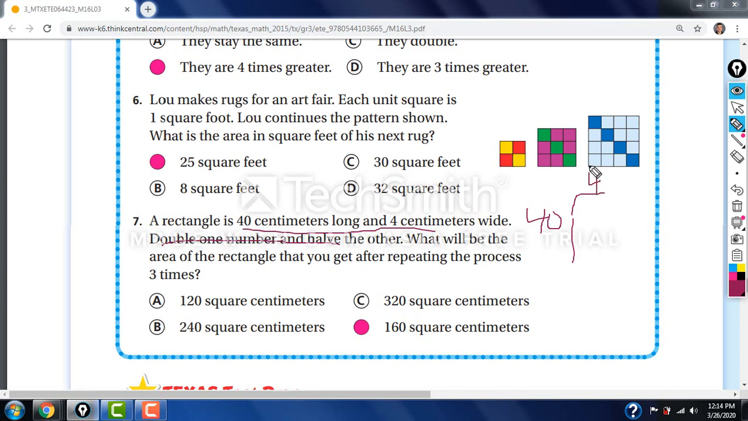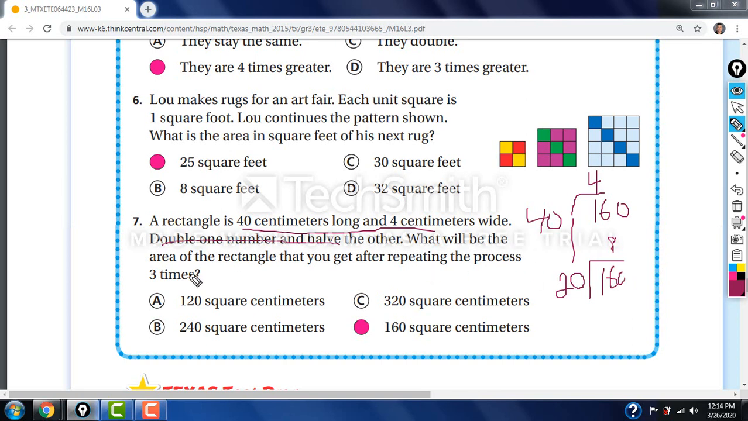Double one number. I'm going to double the width here. Oops. Well, first let's get the area here. The area here is what? 160? Because 40 times 4 is 160. So I doubled this number, and I half the other. So I'm going to half this one. So half of 40 is 20. What's my area here? Well, I multiply 20 times 8, and lo and behold, my area is 160.